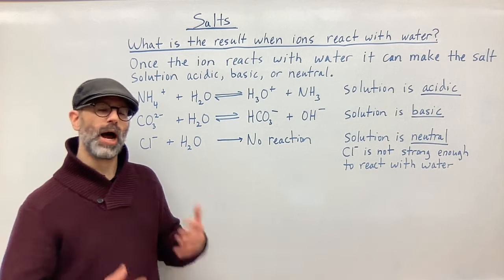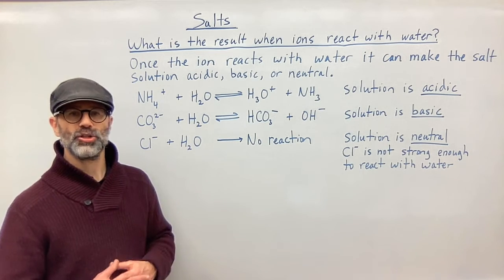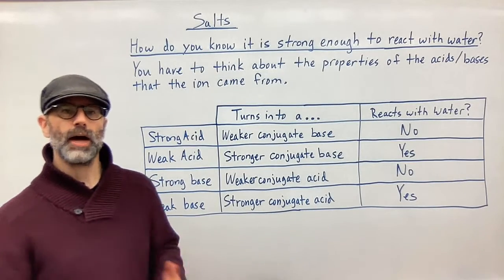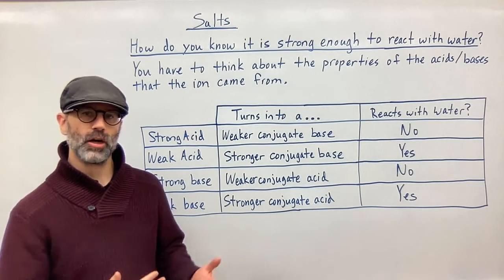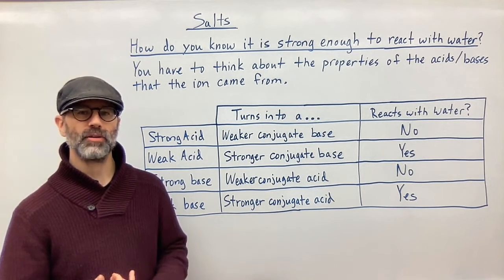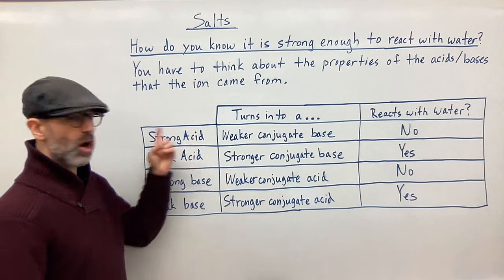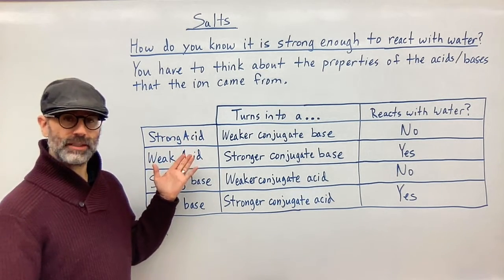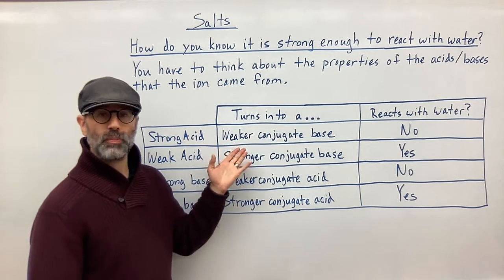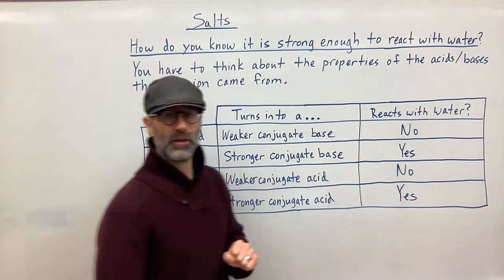So let's talk about what it means for an ion to be strong enough to react with water. How do you know if the ion is strong enough? Well, you have to think about the properties of the acids and bases that the ion came from. If the ion came from a strong acid, then that ion is going to be a weaker conjugate base. Being a weaker conjugate base means that it's not going to react with water.